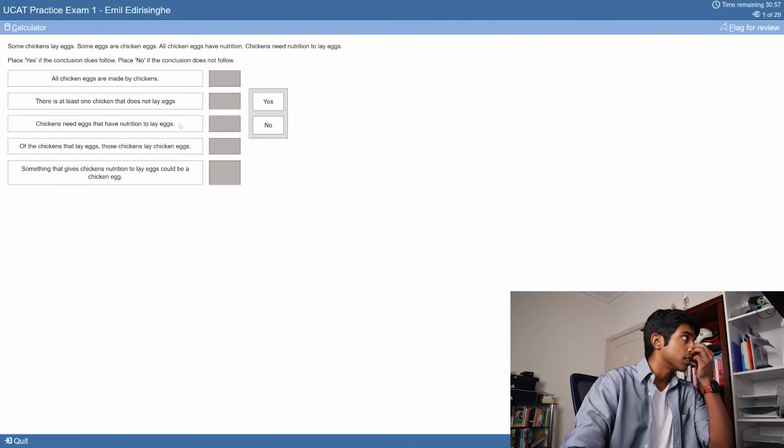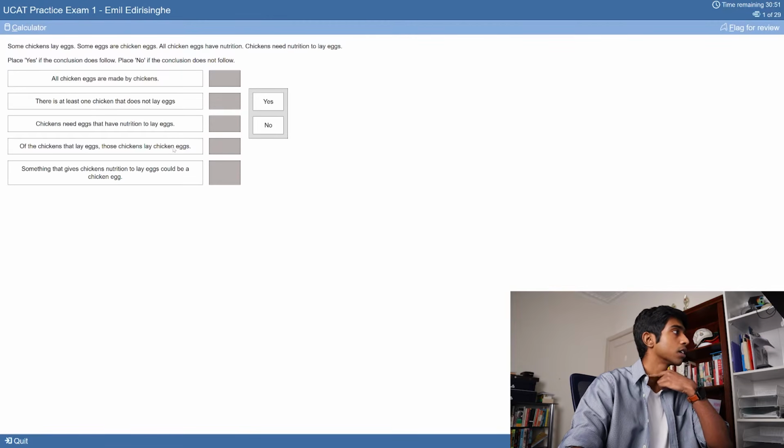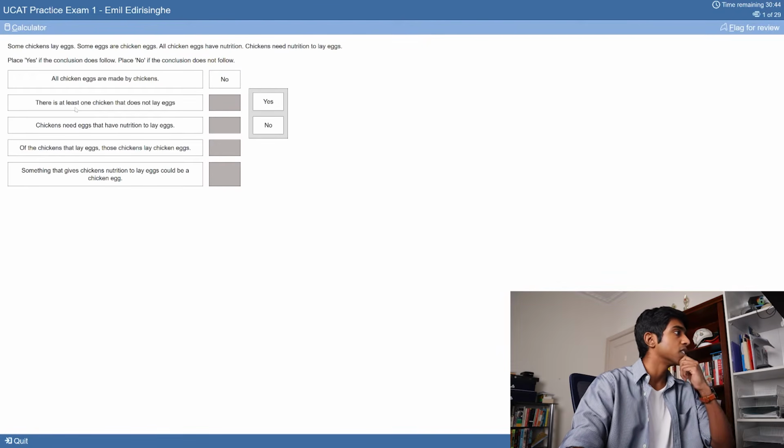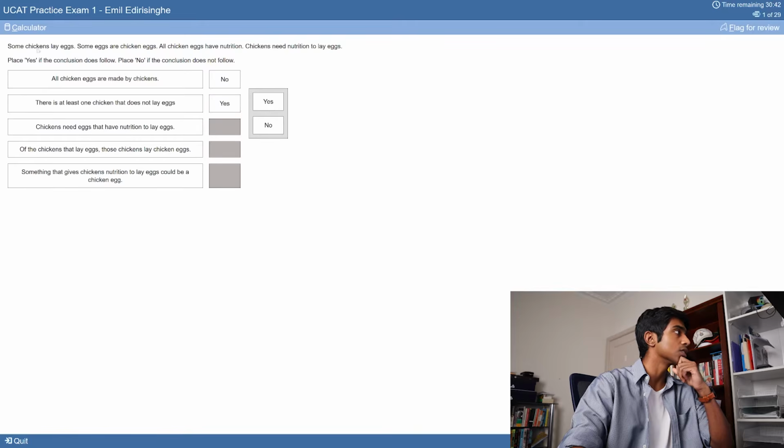Some chickens lay eggs, some eggs are chicken eggs, all chicken eggs have nutrition. Chickens need nutrition to lay eggs. All chicken eggs are made by chickens? Not necessarily. There is at least one chicken that does not lay eggs. Yes, that's true, because some chickens lay eggs. Chickens need eggs that have nutrition to lay eggs.